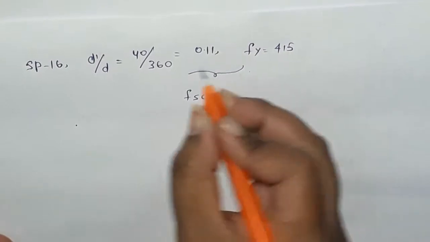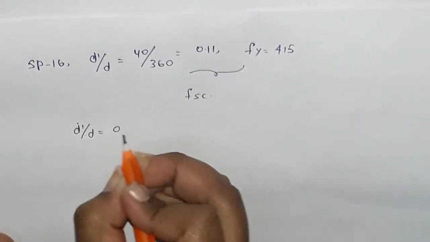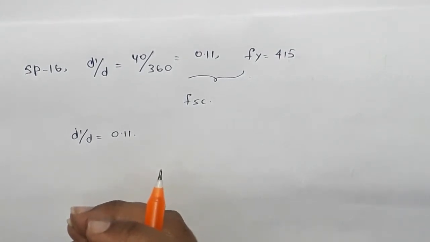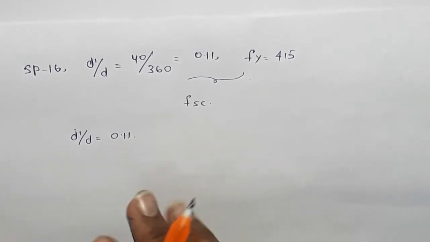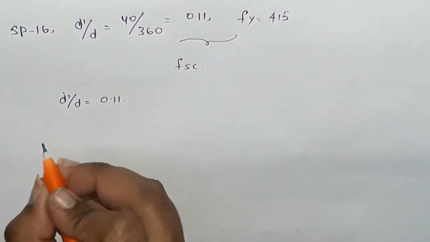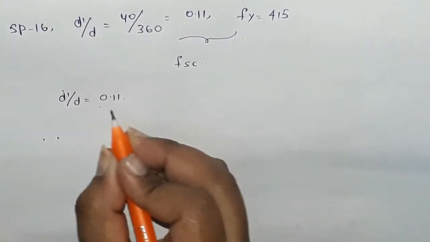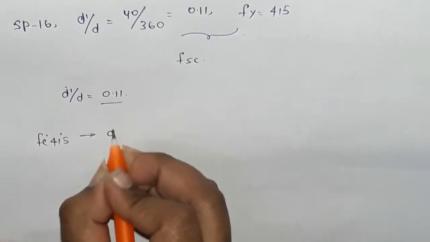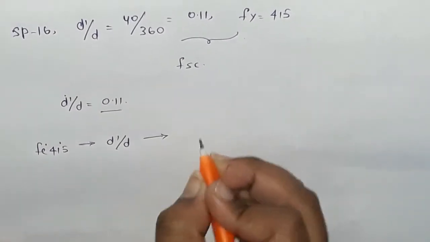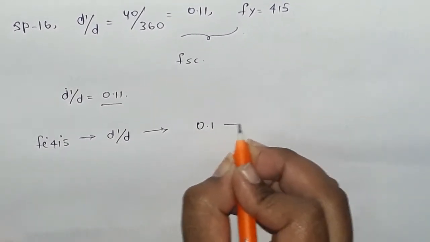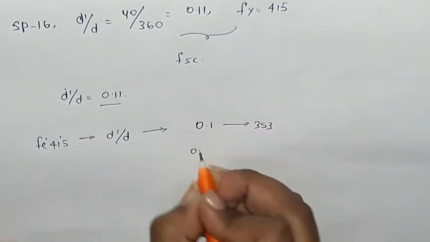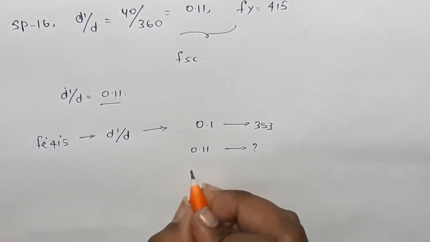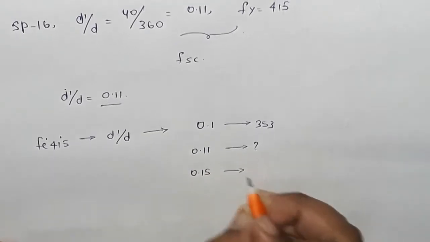So D dash by D equal to 0.11. Either in your textbook or in SP16, you will have the values for D dash by D, in relation with steel. So I got the value of D dash by D as 0.11, and for Fe415 the values will be in this way. For 0.1 it is 353, and for 0.11 we have to calculate, so obviously this is going to be the unknown value. And for 0.15, it is going to be 342.